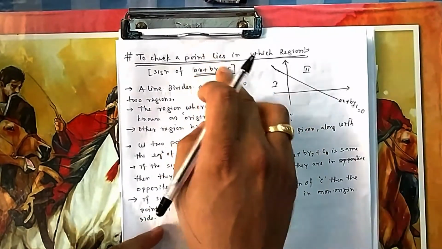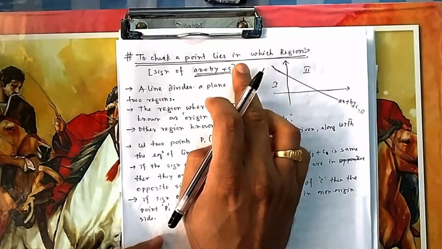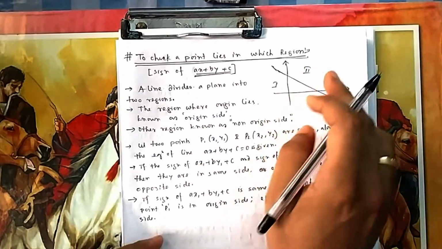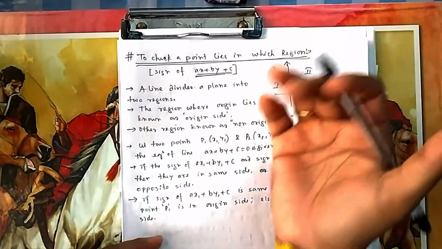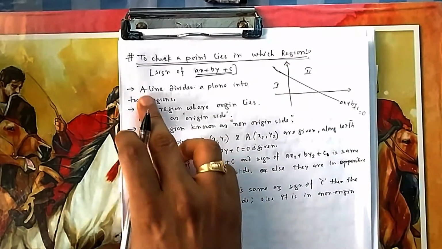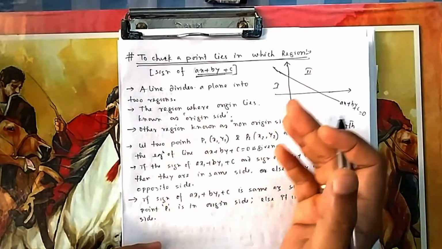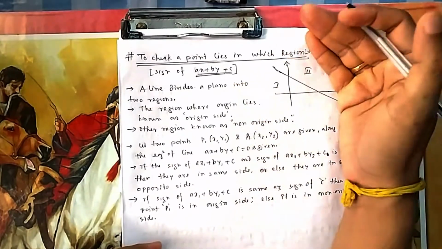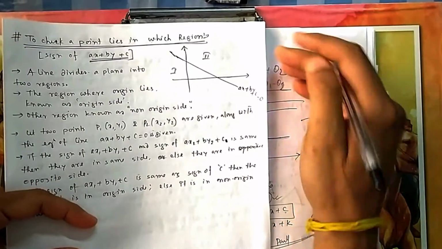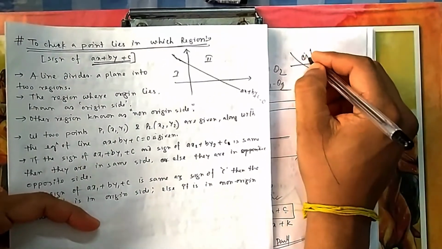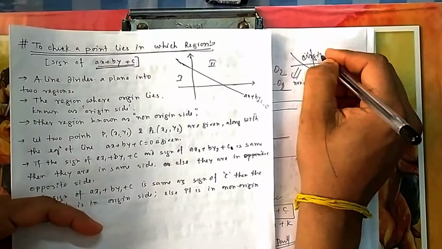Because the original equation is ax plus by plus c equal to 0. If you put any point and it becomes 0, then it is on the line. If it is not 0, then it is not on the line; it can be greater than 0 or less than 0. Depending on that, it is decided which side it is on. So the line divides the plane into two regions. The region where the origin lies is the origin side, and where the origin doesn't lie is the non-origin side. It can be reversed also. Suppose this is my line, then this side is the origin side and this side is the non-origin side.